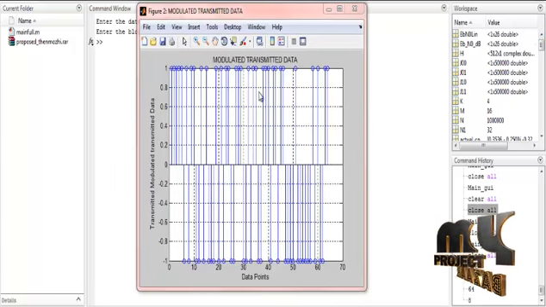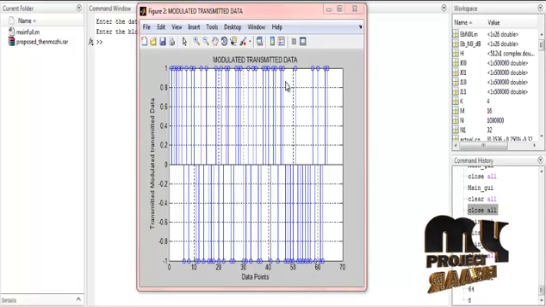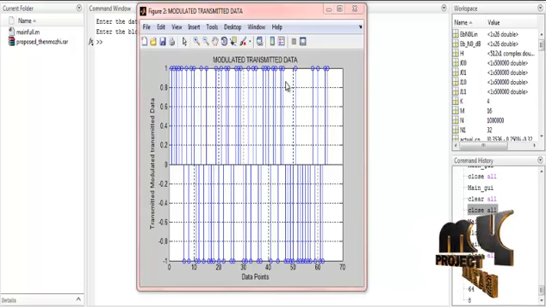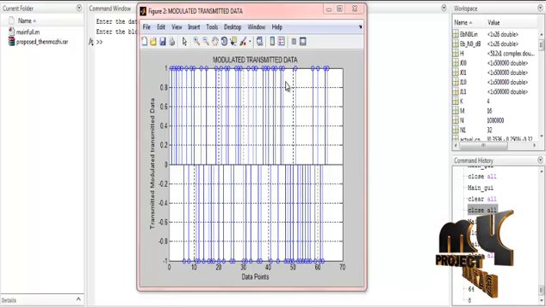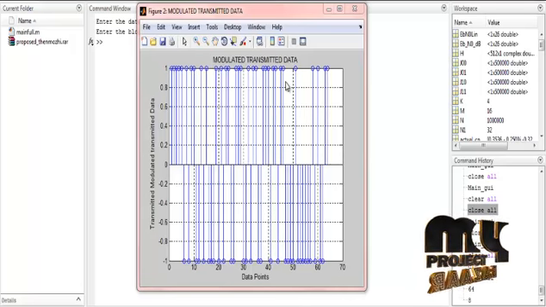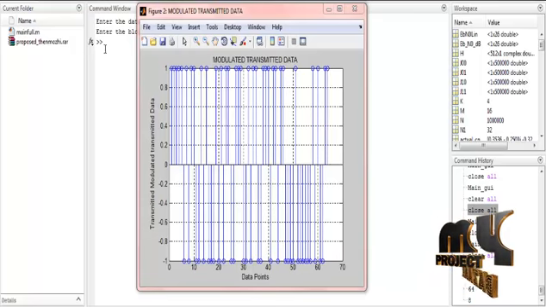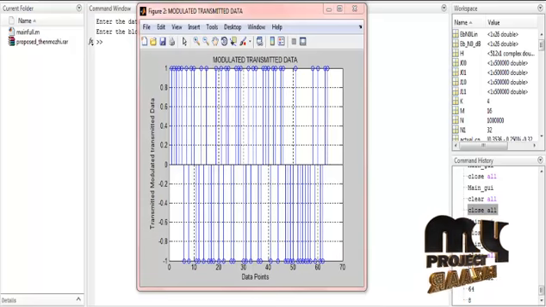In the next figure, there is the modulated transmitter data. Here we use the input data, and then generate the modulated transmitter data by using QAM modulation, that is, quadrature amplitude phase shift keying. By using QAM modulation, the data is transmitted from the input to the output of the process. So this is the figure of the modulated transmitter data.